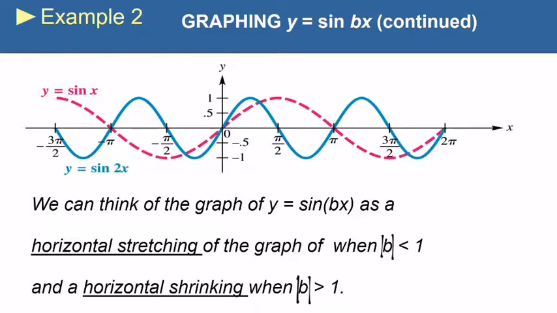We can think of the graph of sine bx as a horizontal stretching of the graph when the absolute value of b is less than 1, and a horizontal shrinking of the graph when the absolute value of b is greater than 1. Remember the graph we just saw of sine bx, sine 2x. Okay, here's the sine of x, and here's the sine of 2x. And remember that because in the period formula, b is on the bottom, as b grows, the period shrinks, and that means that the graph horizontally appears to shrink.